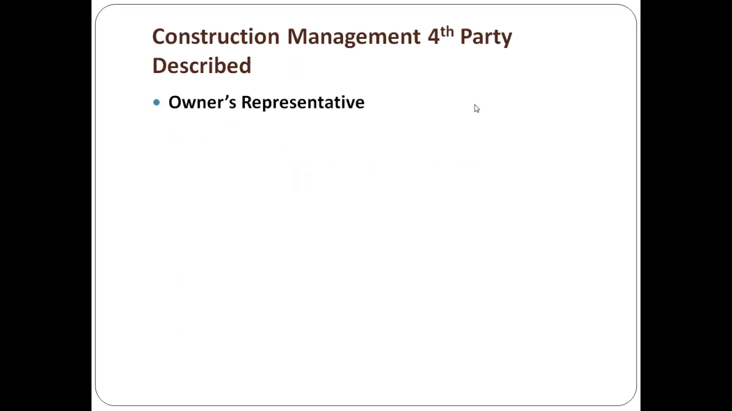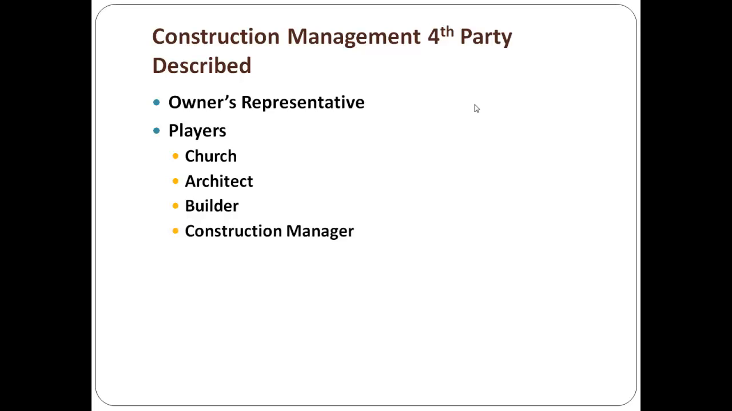Then there is fourth party. Fourth party is the owner's representative and the players that are involved, the participants in the process. You have the church as the owner, the architect is the designer, the builder is the contractor, and the construction manager. He is not going to be managing it as he does under at risk and pure agency. He is going to work in the church's behalf to work with the architect and the builder, hopefully, and to produce a smooth project that stays within budget, that is correctly designed and correctly built, and to please the church.